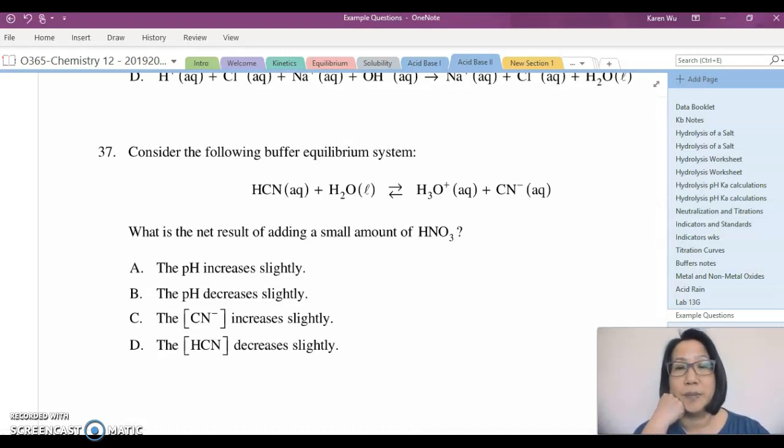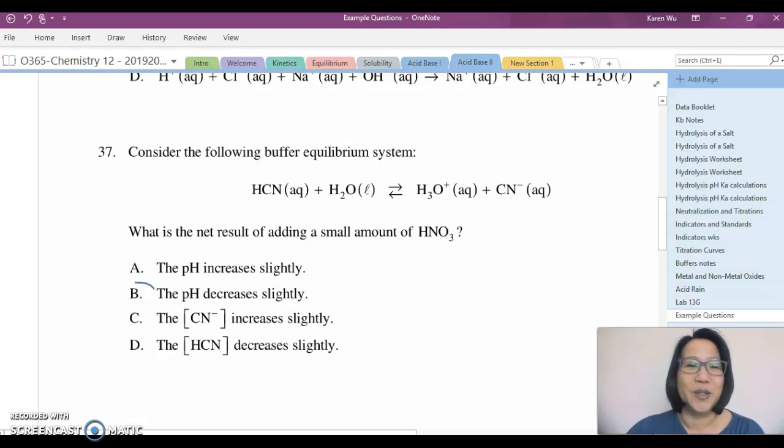Consider this buffer system. So they've already told us that this is a buffer equilibrium. It is a weak acid, HCN, with its conjugate base. And they didn't tell us what the concentrations are, but we can assume that they are approximately equal concentration because they told us that they've created this buffering system. What is the net result of adding a small amount of nitric acid? So, what do you think? What's the answer? I guess you can always pause this to think. Let me go over the answer now.